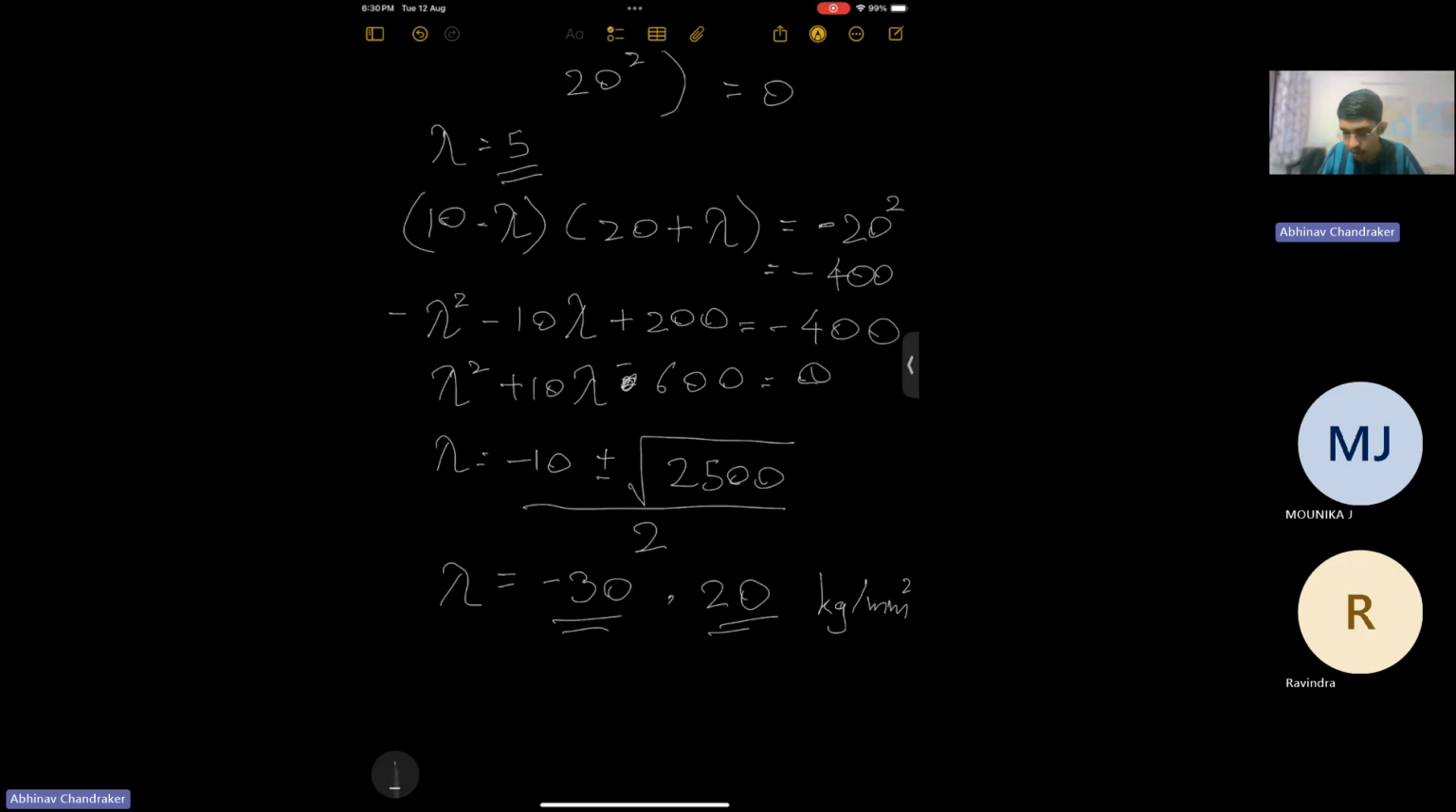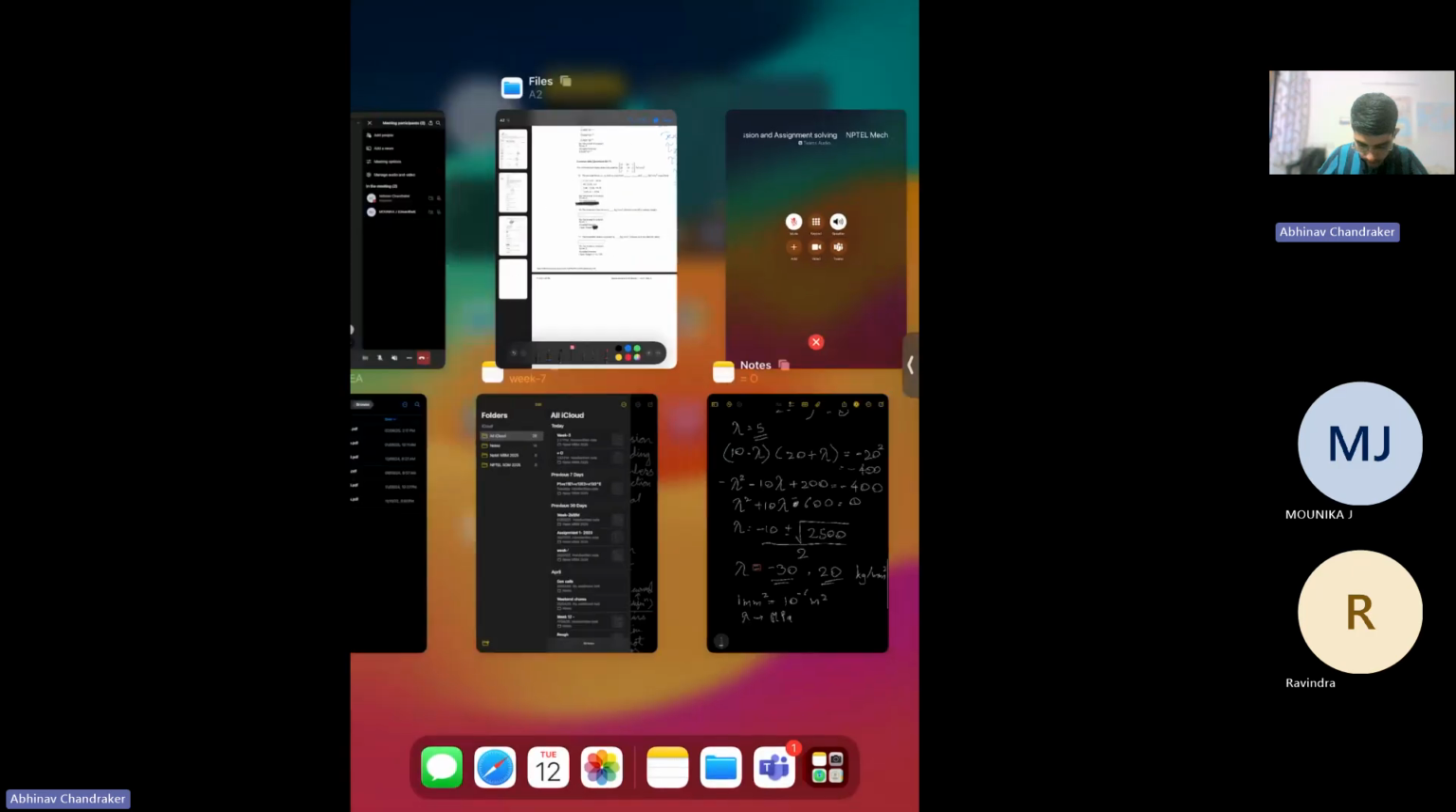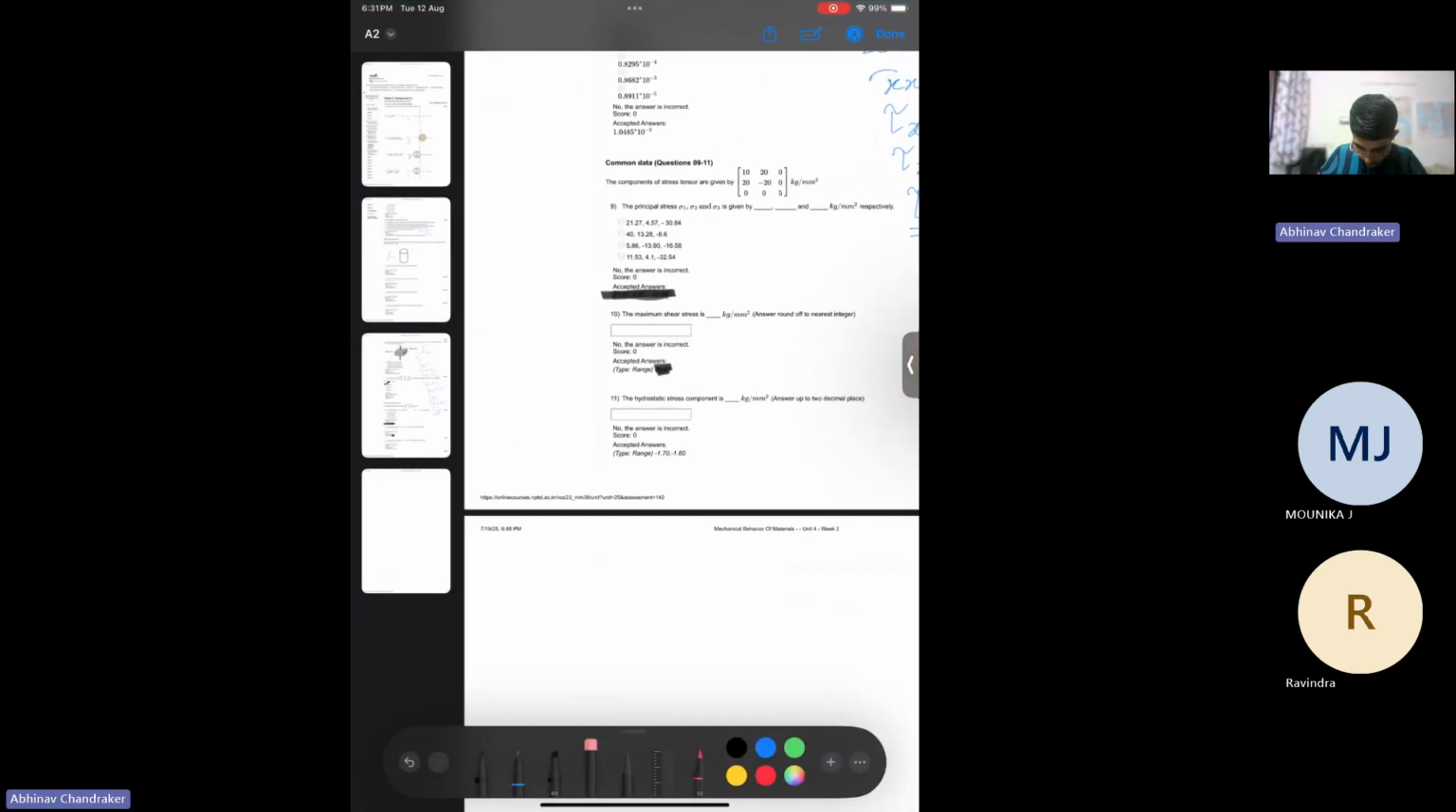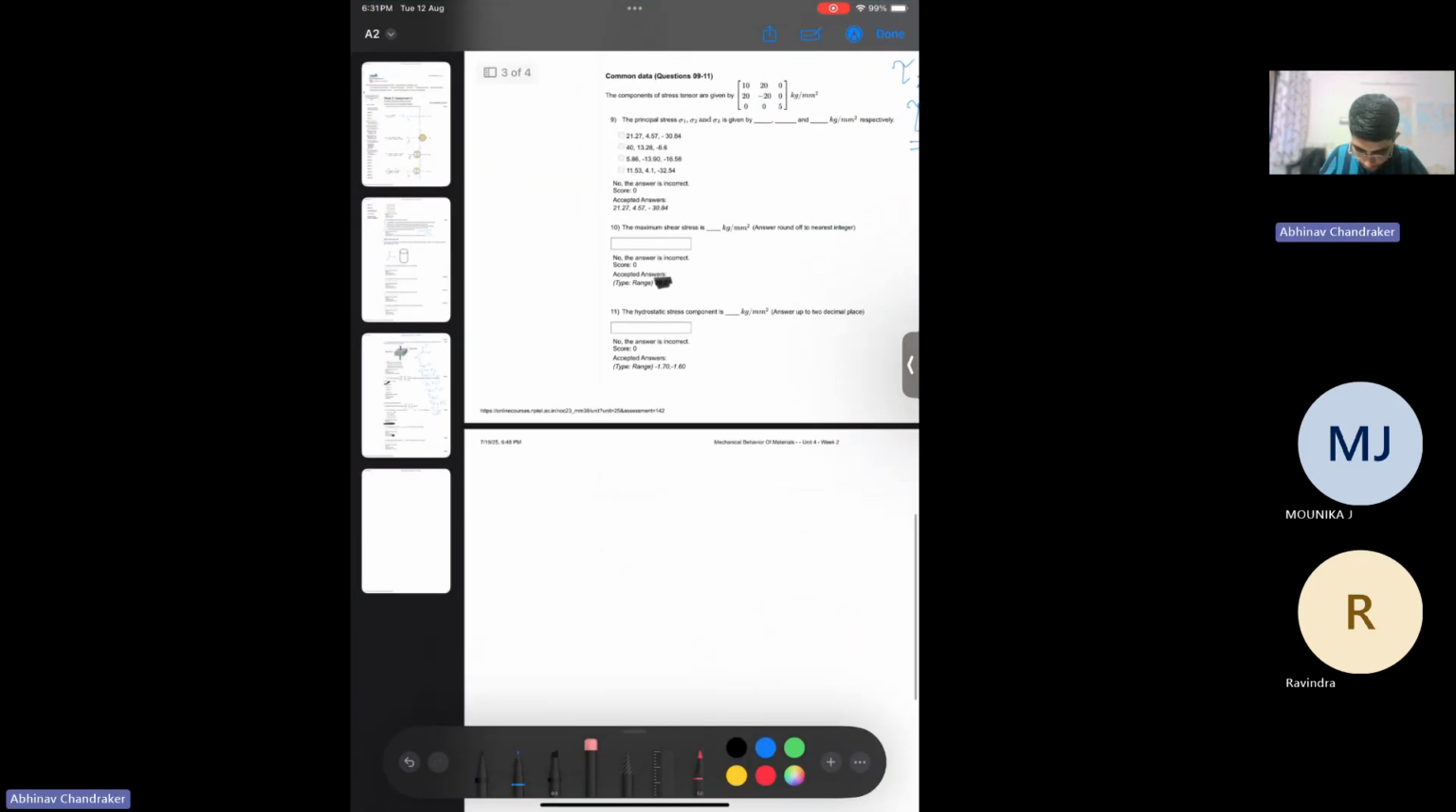So Pascal is the SI unit. It should have meter in its formula to make it an SI unit. So mm square equals 10 raised to minus 6 meter square. So this lambda is in megapascal, and we can say that the answer will be 30, minus 30, 20, and 5. Let's check. Yeah, it's matching.